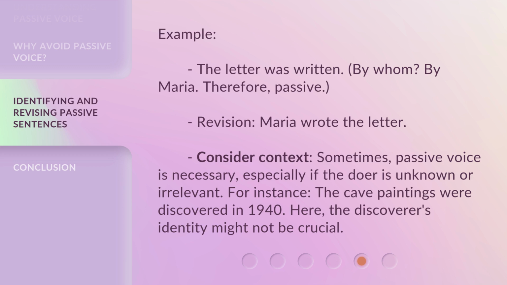Consider context. Sometimes, passive voice is necessary, especially if the doer is unknown or irrelevant. For instance, the cave paintings were discovered in 1940. Here, the discoverer's identity might not be crucial.